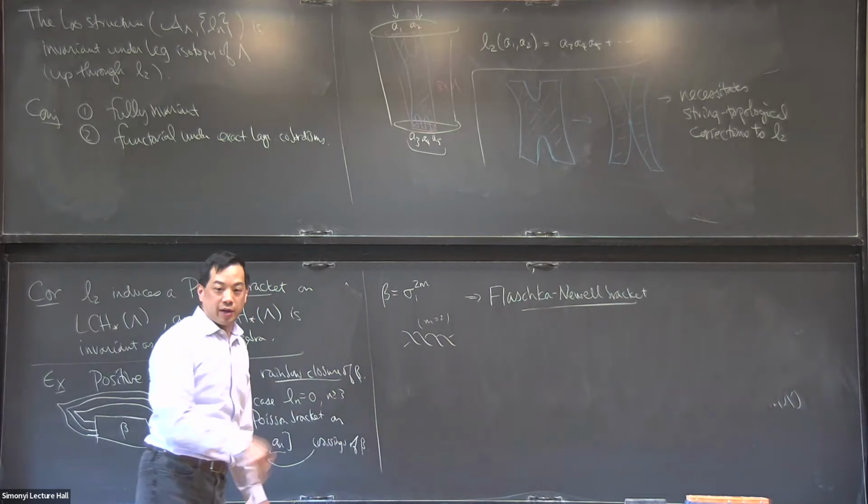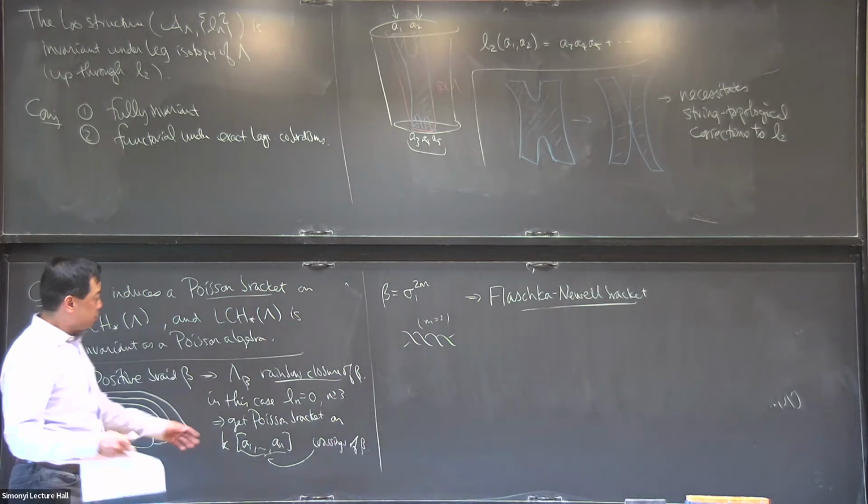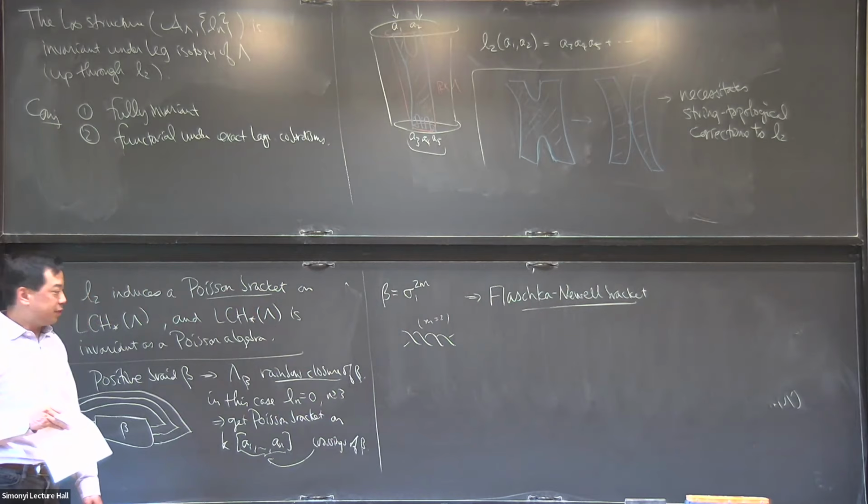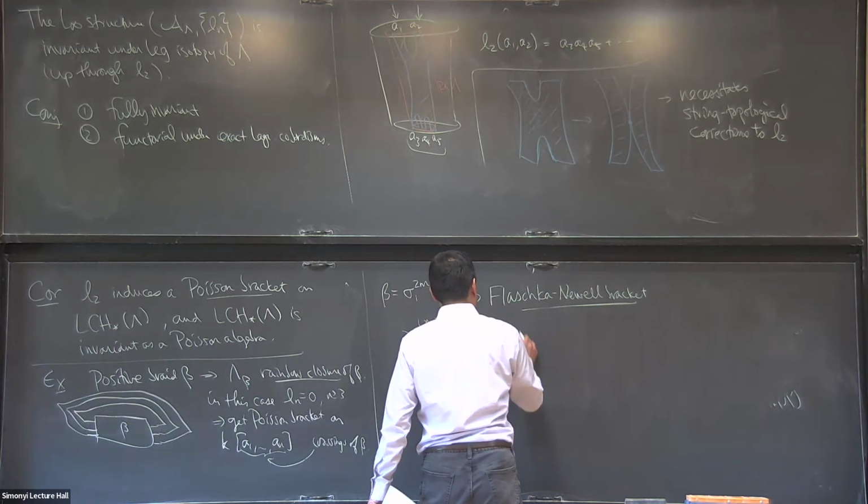But in fact, it's just a special case of a whole family of Poisson brackets on these polynomial algebras. And I have no idea if they are new in general, or if people in algebra have thought about these spaces. Maybe these are new in general. I don't know.